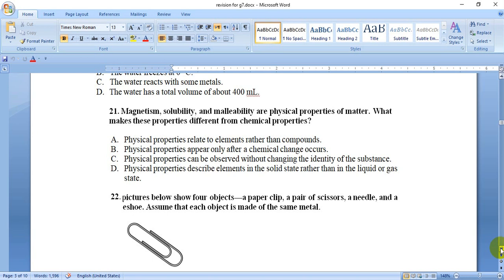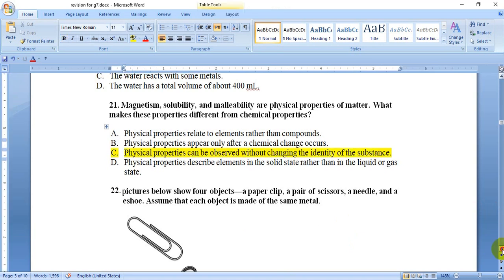Letter C is the answer because physical properties we observe, like mass, like color, like volume, like shape, like texture. All of them we observe, and they don't change the substance into a new substance, so we will choose letter C.